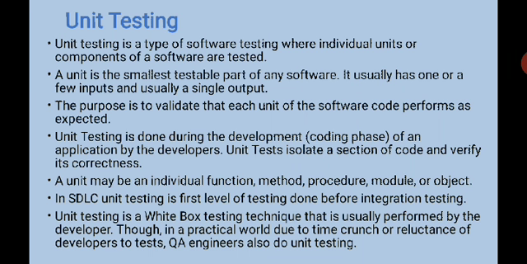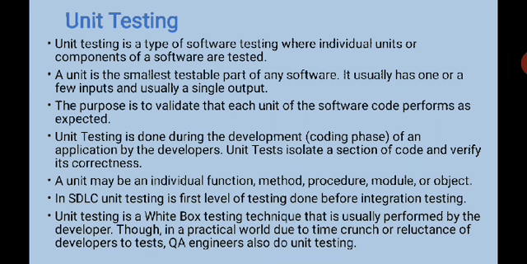Now I ask what exactly is a unit? So what can be a unit? An individual function, method, procedure, module, or object. So in the software lifecycle model, unit testing is the first level of testing that is done before integration testing, right? So unit testing is a white box testing technique. Why white box? Because it is at the smallest grassroots level, we can say the smallest level. That is why it is white box testing, because it is testing the actual implementation of the code, right?